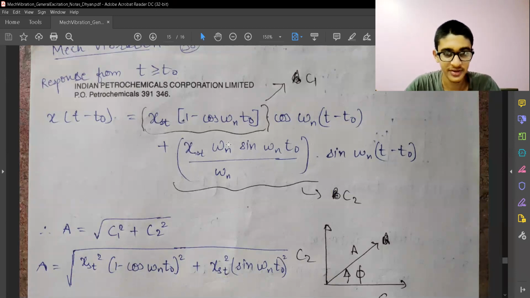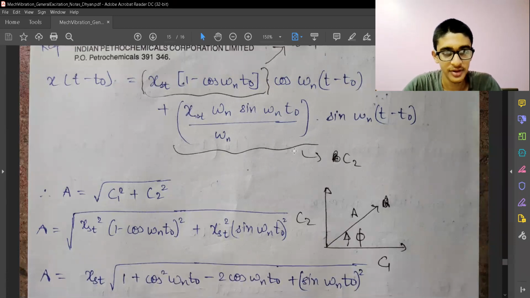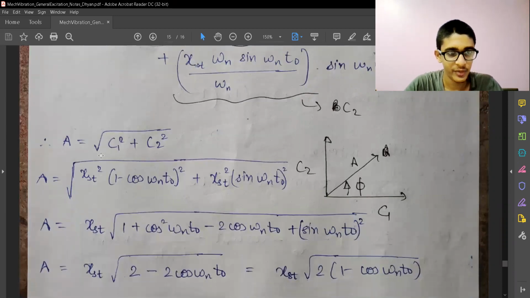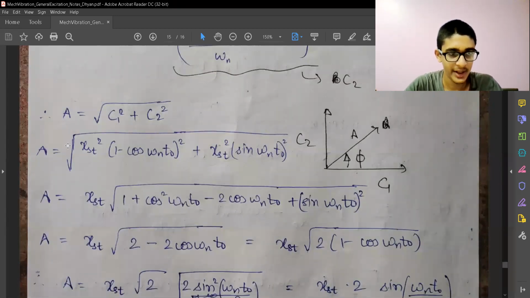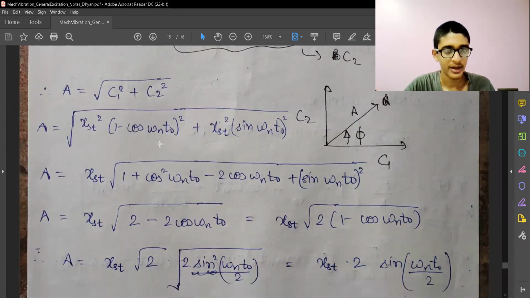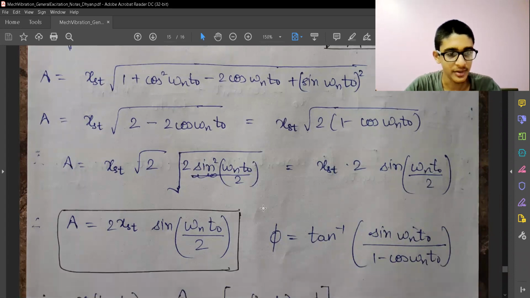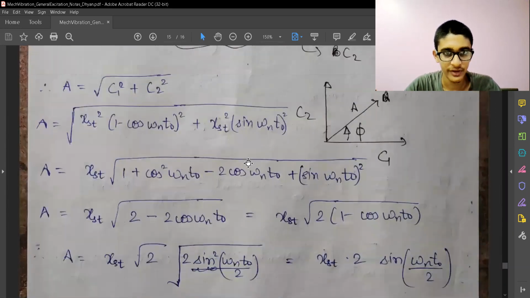So we have added the response, and then we do some mathematical manipulations. Whatever constants we have, we are taking as constant c1 and constant c2, and the only other unknown is the time t, or the response is a function of time t. We have defined a new variable A, which is square root of c1 square plus c2 square, and A is simplified to x static into 2 into sine of omega n t0 by 2, and another function.